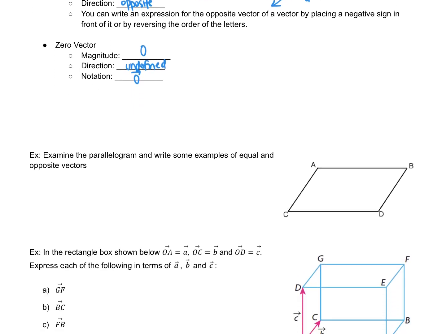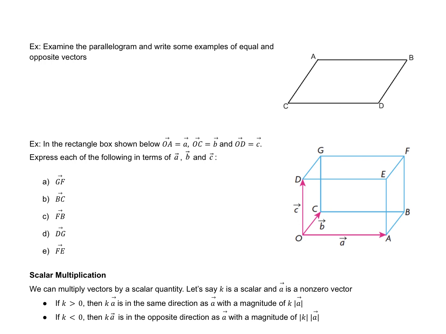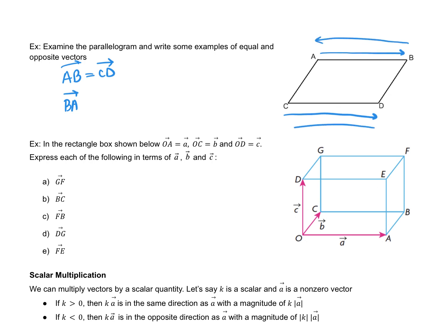Let's take these definitions and apply them to a few shapes here. I have a parallelogram A, B, D, C. Let's write some examples of equal and opposite vectors. So here's vector AB. Vector AB is equivalent to vector CD. I can also write it the other way around. Vector BA, so that would be going in this direction, is the same as vector DC.